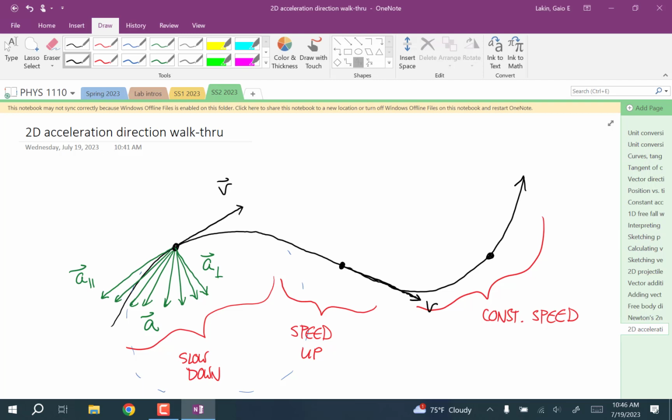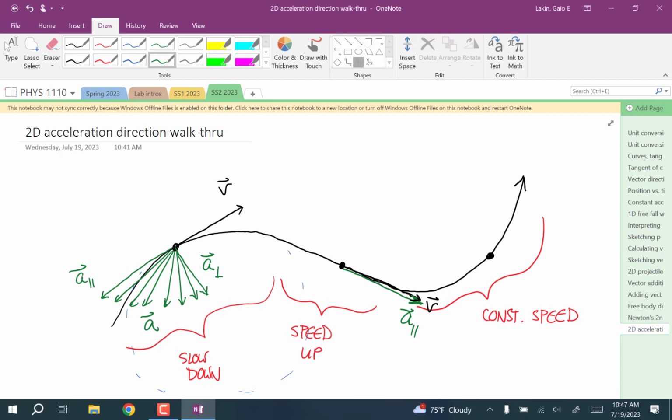Its velocity vector is this way. That's the direction it's moving. Is it speeding up or slowing down? It says it's speeding up at this point. So is a parallel in the same direction or opposite direction of the velocity? Speeding up means it's in the same direction. Whoops, let me use green again. Okay, so that's a parallel.